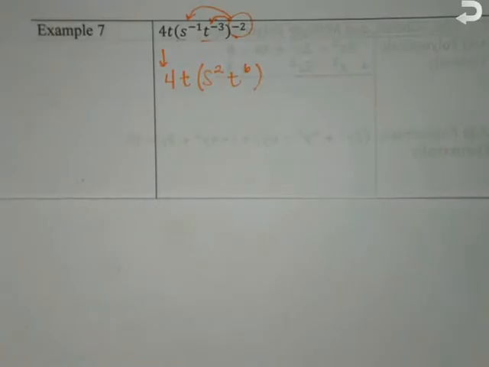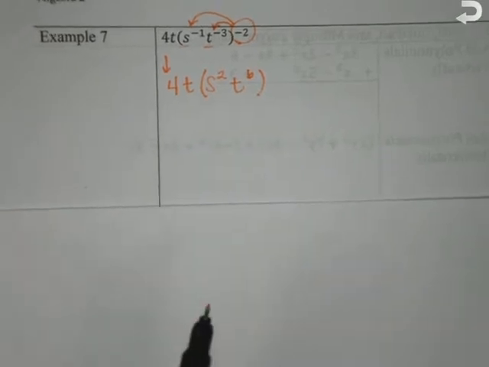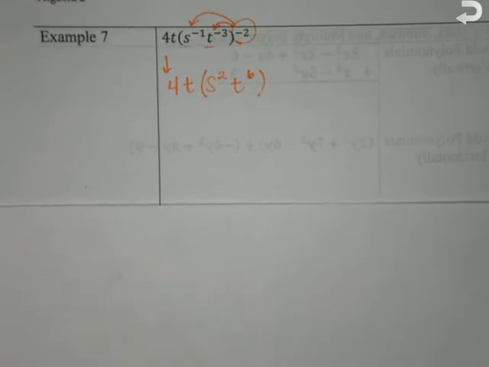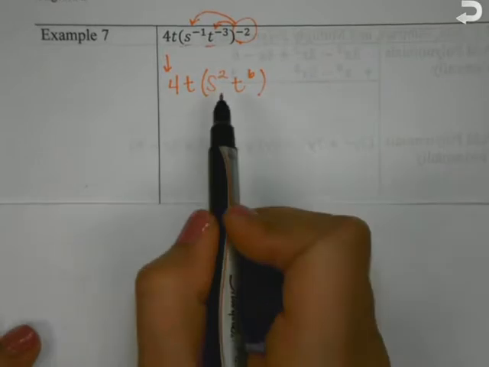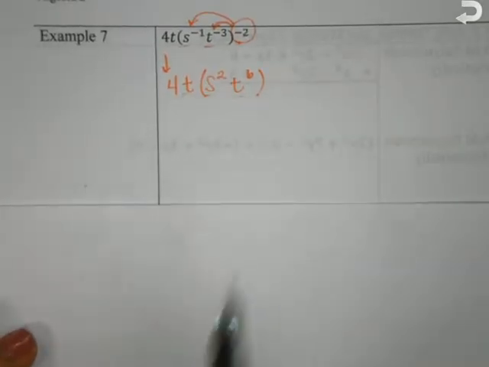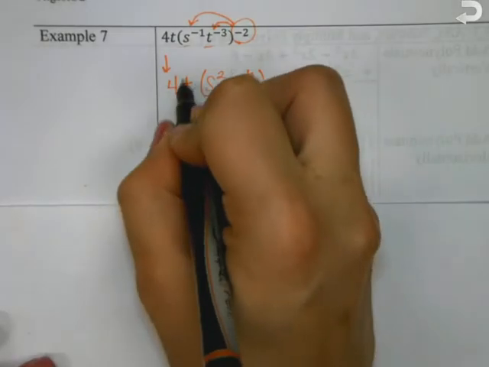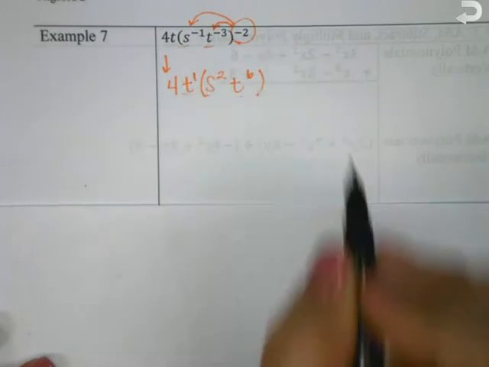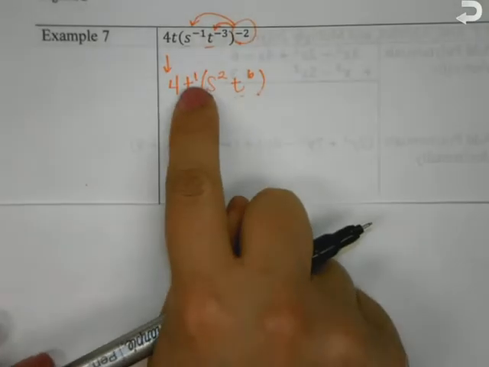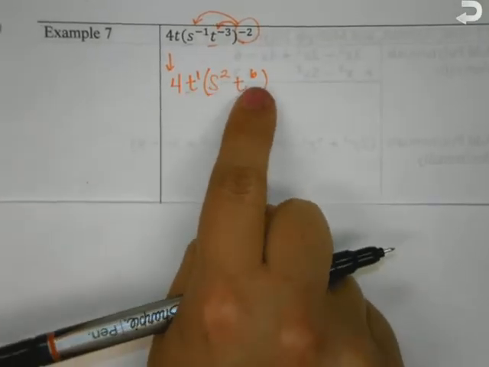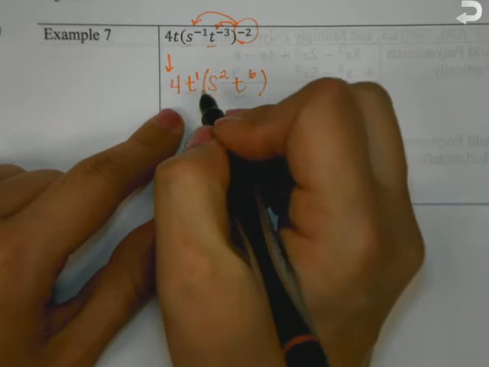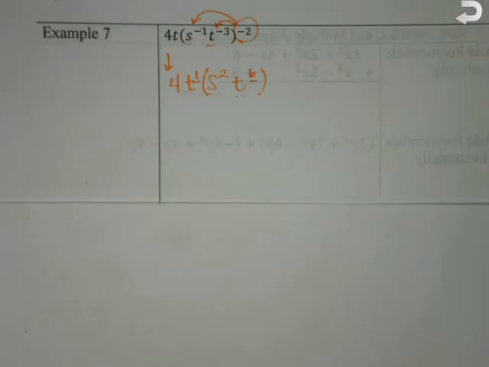Okay? Now, question for you though. Am I simplified all the way? No, I have only one set of s's, but t shows up twice. This is t to the what power right here? T to the first. So if I have 4t to the first times s squared times t to the 6th, what am I going to do with those exponents of t? Multiply or add them? Add them. So let's put everything in order. 4 s squared t to the 7th.